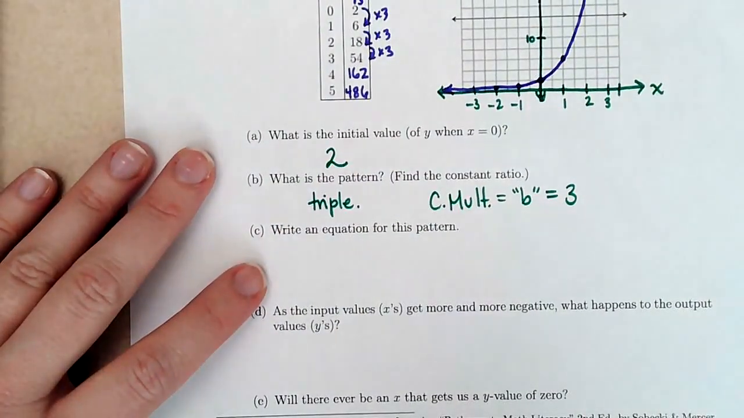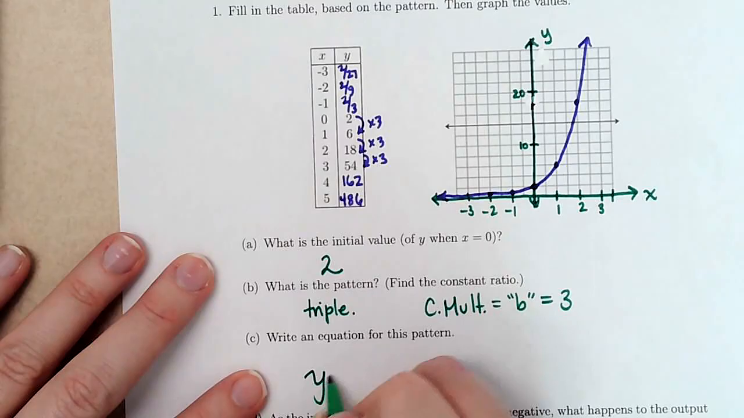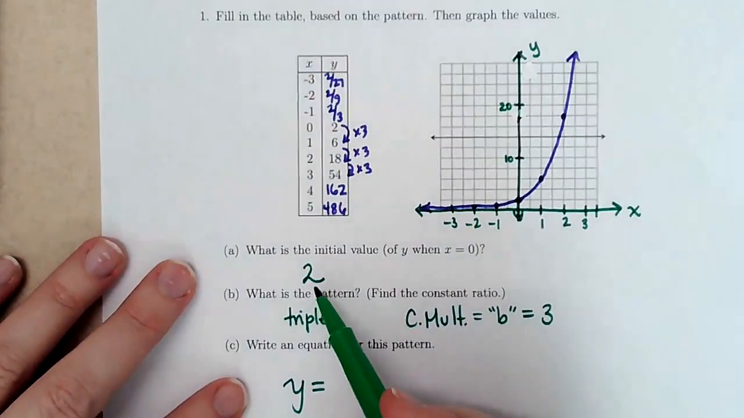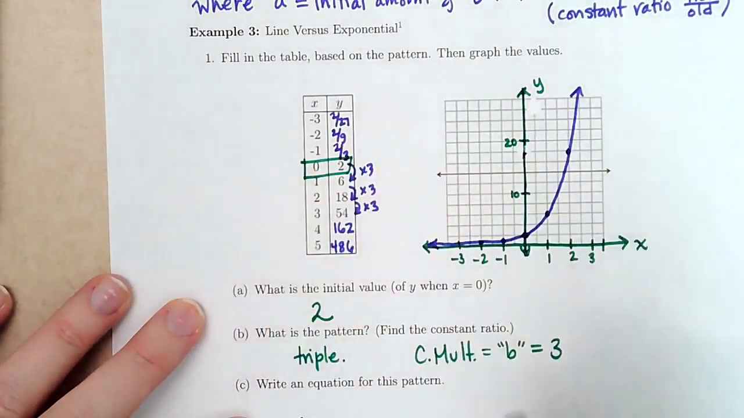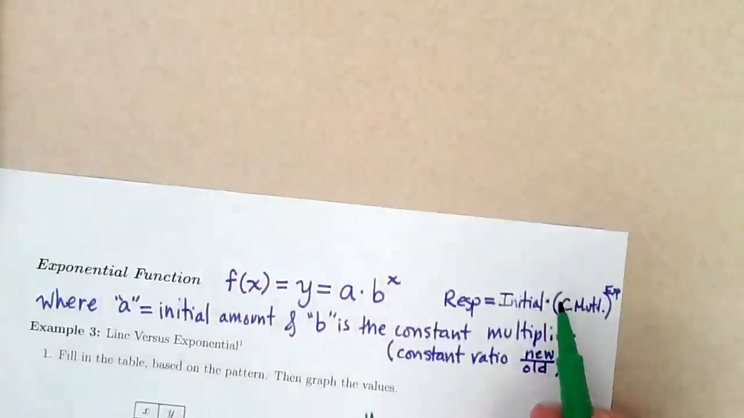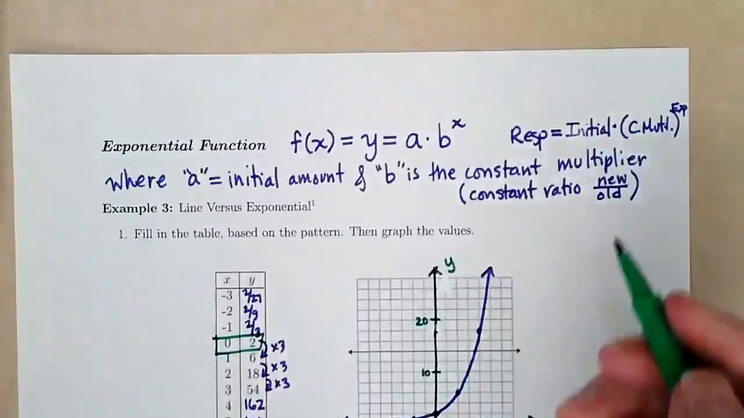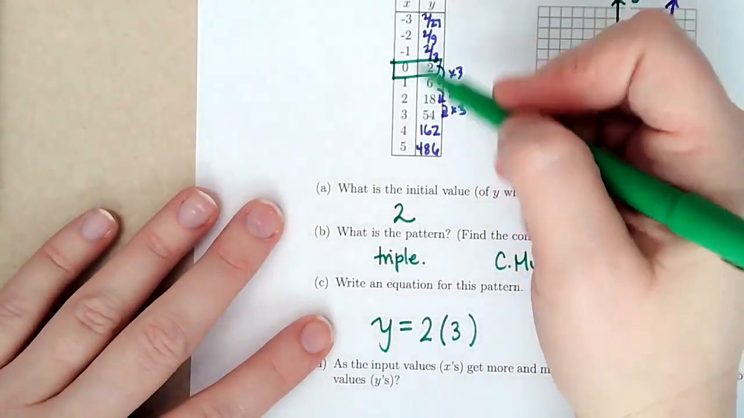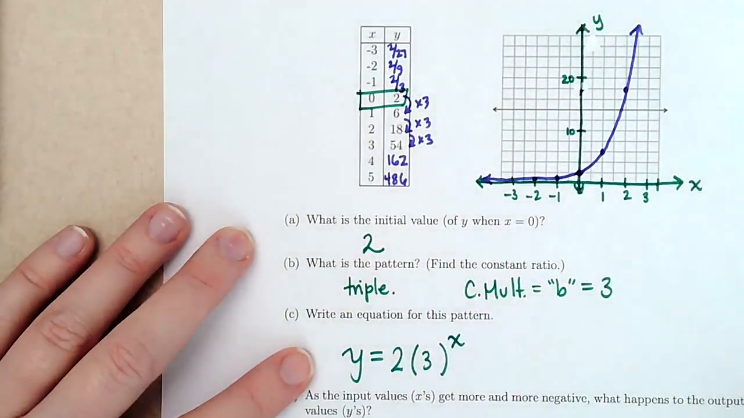Write an equation for this pattern. Okay, well, look. It says the response, which is y, is equal to the initial amount, which was 2, right there. Initial 2, and times the constant multiplier, which was 3 in this case, to the explanatory variable, which is just what's keeping track of the counter here, but that is x in this scenario.